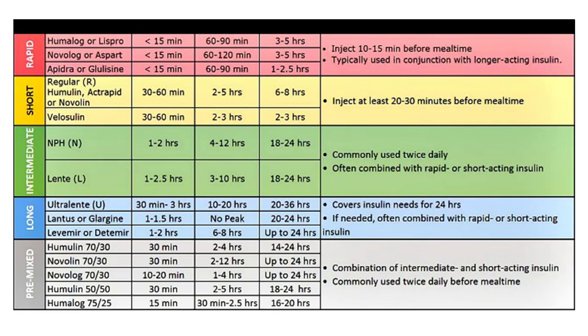Basically, I want you guys to have an idea of what's rapid, short, intermediate, long, and premixed. I want you to know that anything rapid, you need to give less than 15 minutes before they eat. Short acting is like 20 minutes before they eat, and that's regular Novolin. Intermediate might be used a couple times a day. That's NPH or Lente, and Lantus is the long acting. So please make sure you're reviewing your insulin types.